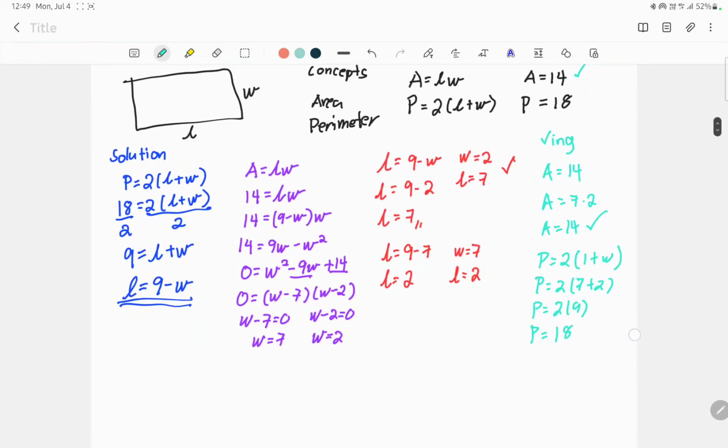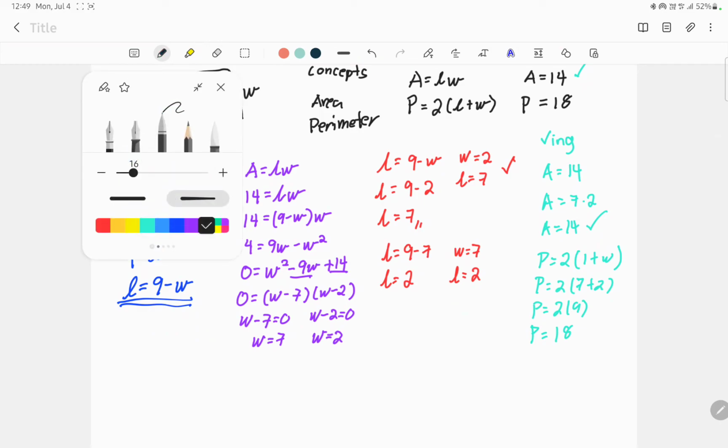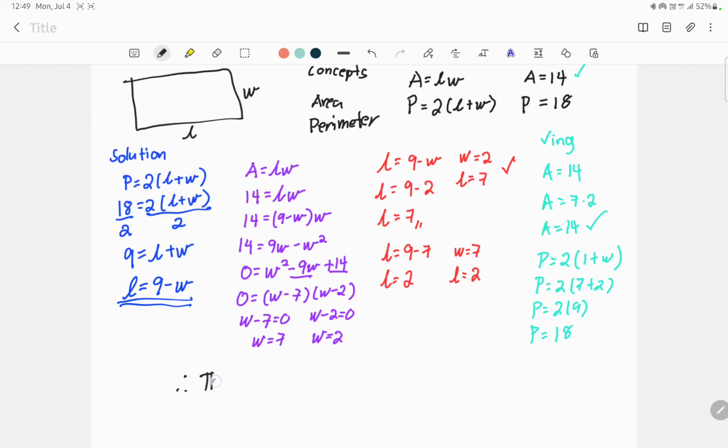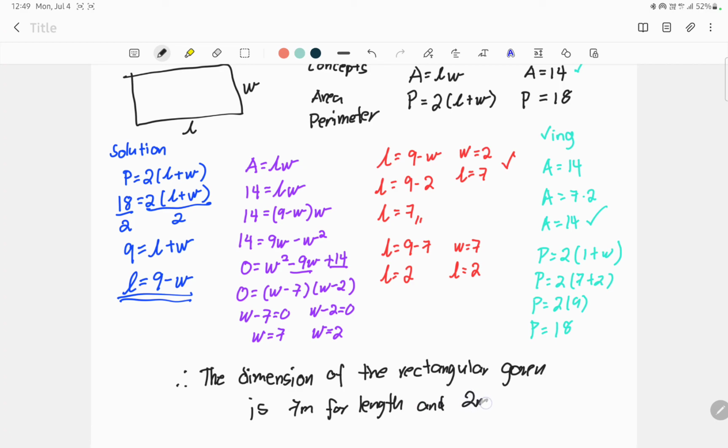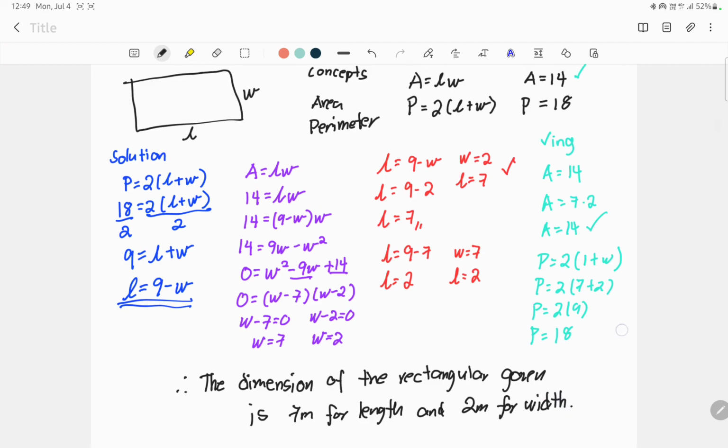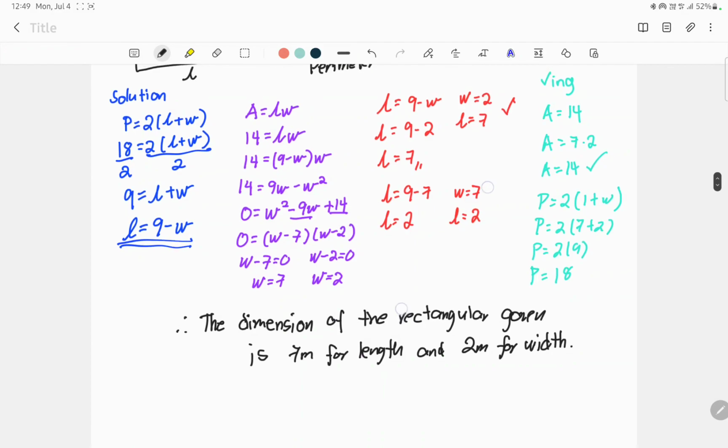So therefore, we were asked for the dimensions, so we can now answer that. Our answer is that the dimensions of the rectangular garden are 7 meters for length and 2 meters for width. That's it. So this is how you answer this word problem.